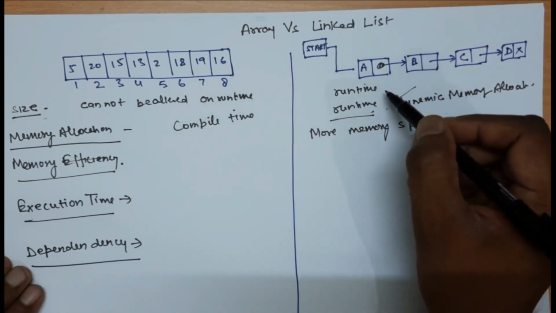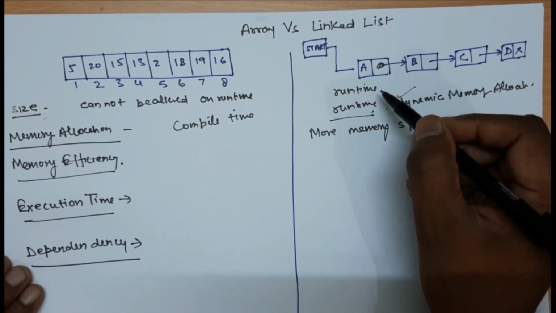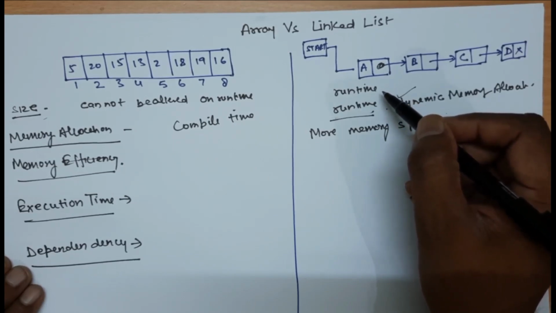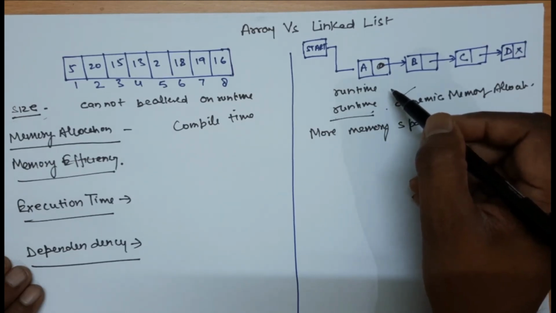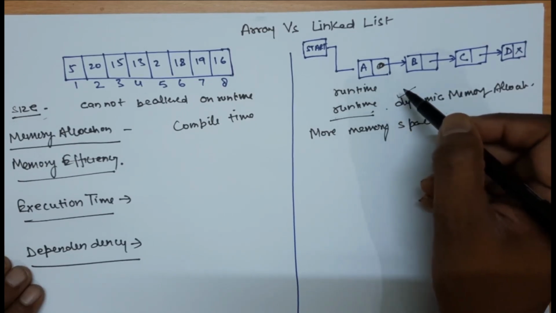While the linked lists have this advantage over the array data structure, that here we need not have prior knowledge of the size of the data structure. Meaning the data can be stored during the runtime, whatever the amount of data to be stored, that can be stored during the runtime.